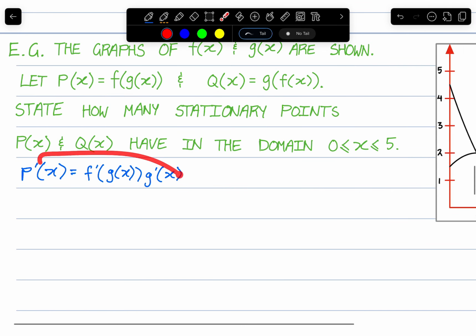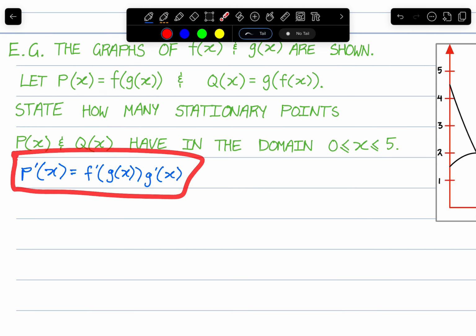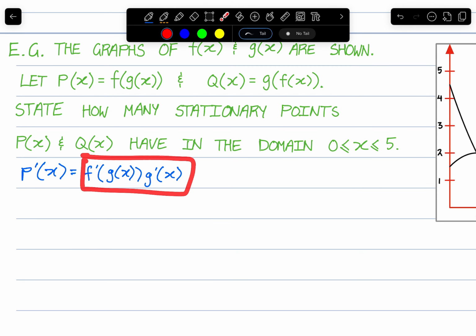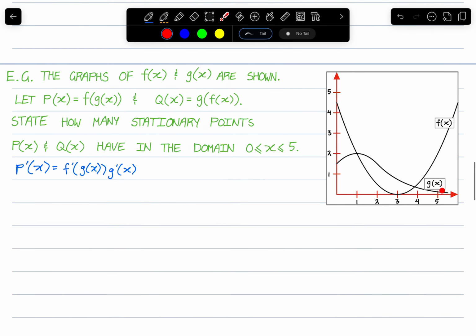Okay, let's now take a look at where stationary points are. Now remember, this will become a stationary point when the derivative equals 0. So think about this expression. When will this equal 0? The easiest one that we can look at is this g prime of x. G prime of x is talking about the gradients of g. So looking at g now, here's g.